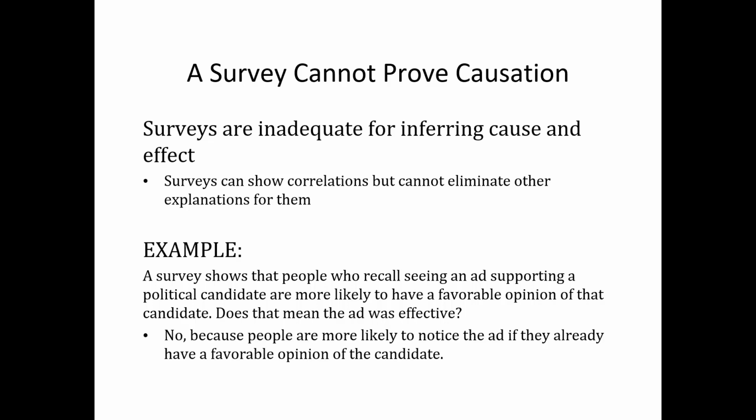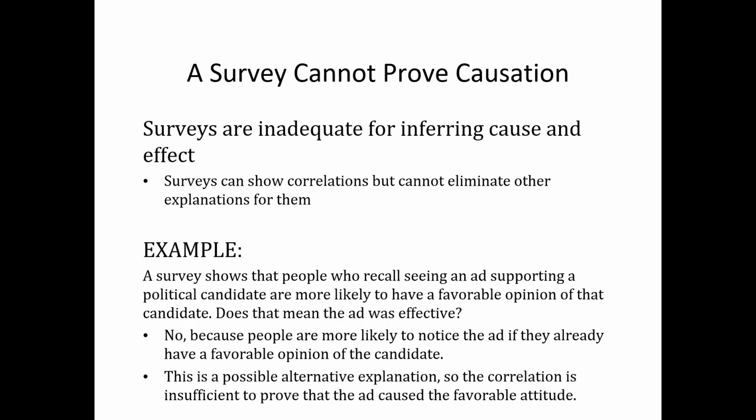But you could easily be wrong, because people are more likely to notice the ad and to remember it if they already have a favorable opinion of the candidate. That's called selective perception, a well-known phenomenon in psychology. That is, you tend to be selective about what you notice, and you are more likely to notice messages that are consistent with your prior beliefs. So the correlation between seeing the ad and their opinion might be because their opinion affected whether they remembered seeing the ad, and the ad itself might have been irrelevant to their opinion. This is a very plausible alternative explanation that the survey cannot rule out, so the correlation is insufficient to prove causation.